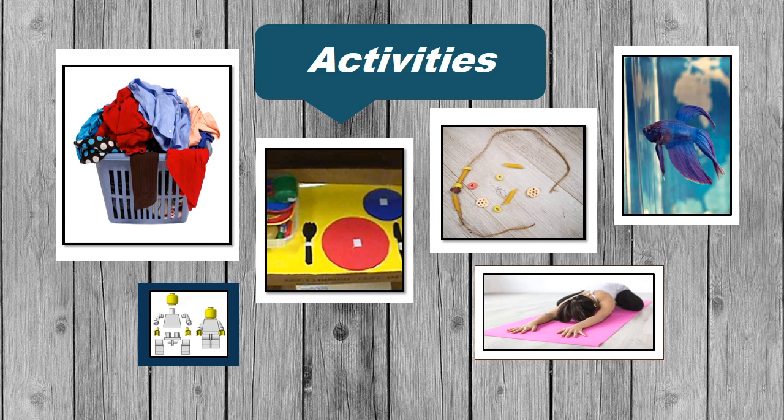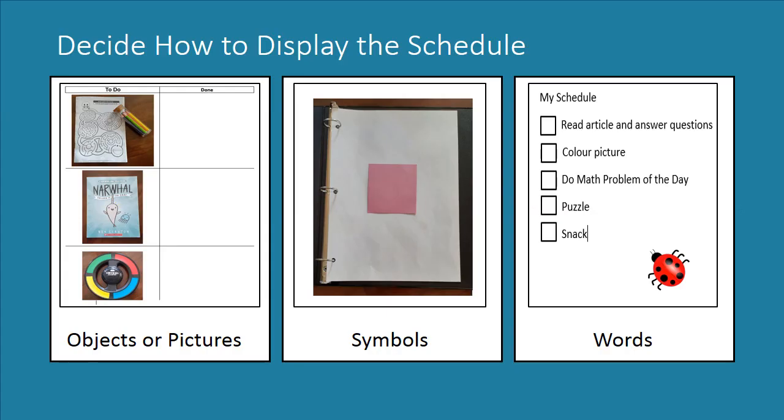The third step is to create a visual display that shows each step or activity. The schedule can be made using objects that represent the tasks, symbols, pictures, or words. It can be drawn on a dry erase board or on paper and arranged so that one activity or multiple activities show at a time. The schedule can be arranged top to bottom or left to right.